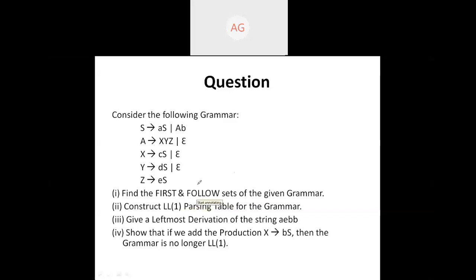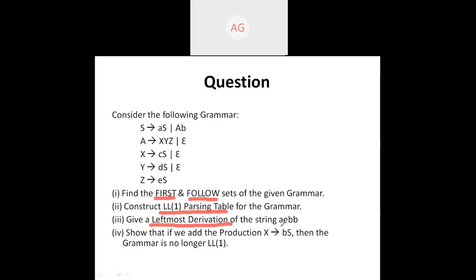In the first part you need to calculate the first and follow sets, so I am discussing it here so that you will find out what the problem is in answering this type of question. In the first part you calculate the first and follow sets of the grammar, and in the second part you consider the LL1 parsing table. In the third part, most of the students gave the wrong answer. So give a leftmost derivation of the string.